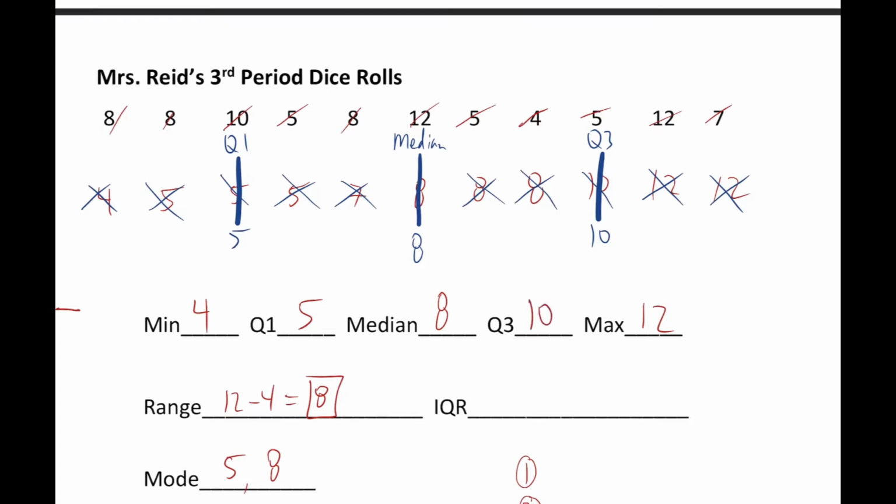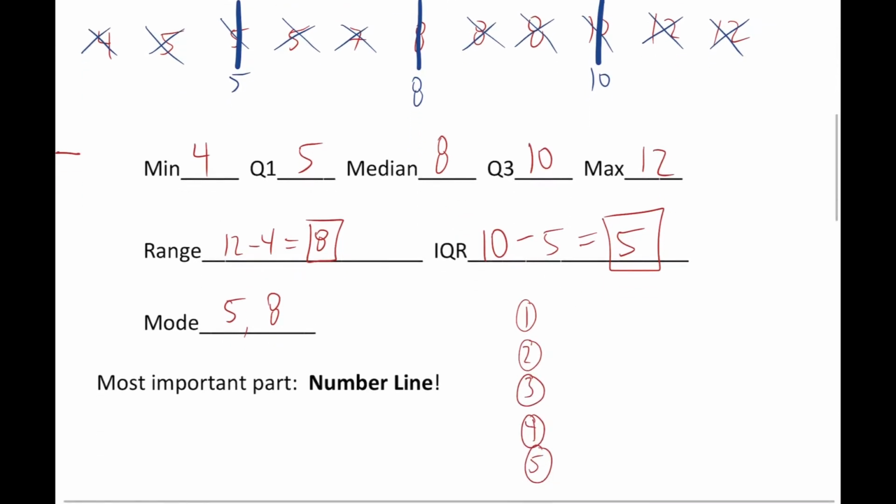I can record this. Now I can find my interquartile range, or my IQR, which is my Q3, which is 10, minus my Q1 of 5. 10 minus 5 is 5. I have an interquartile range of 5. So my 5-number summary helped me gain a whole bunch of information, and I'm able to look at my data in a new way. Now, we want to take this and we want to apply it.